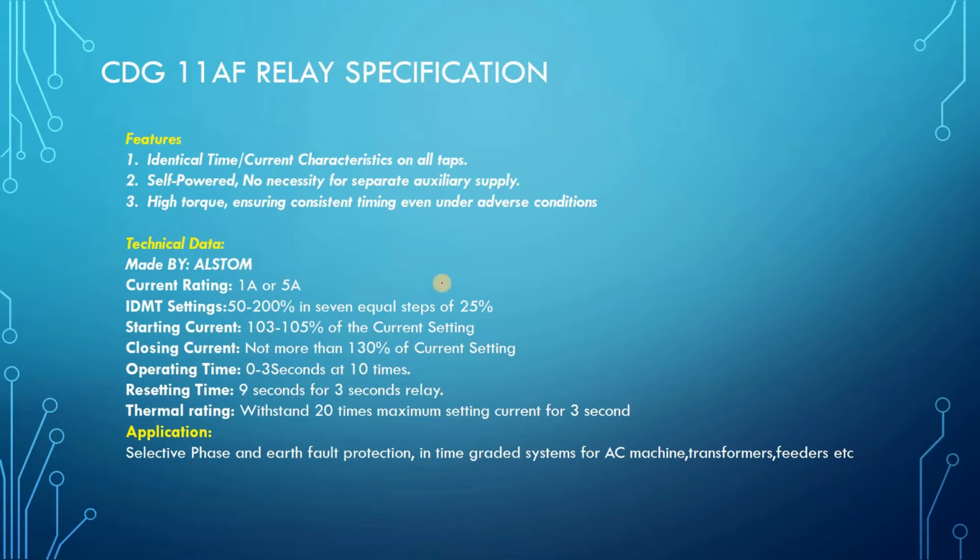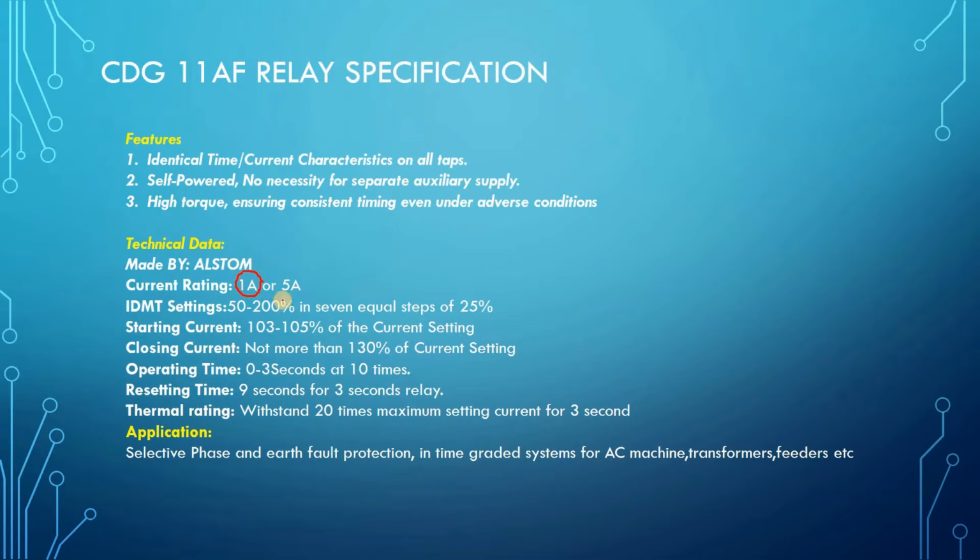Let's see the technical details of this relay, the CDG11AF relay. As you know, it is made by Alstom, and the current rating is 1 ampere or 30 ampere. It means this CDG11 relay is manufactured for a 1 ampere rating as well as for a 30 ampere rating. So we are having this 1 ampere rating.